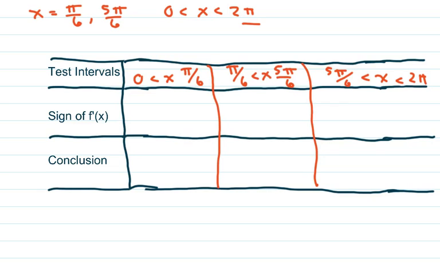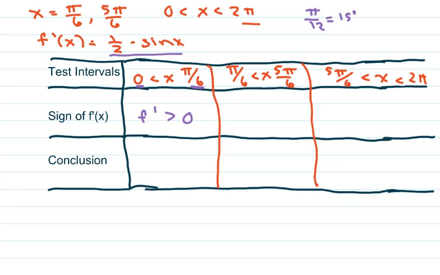And basically, our derivative was 1/2 minus sine of x. So I'm plugging in a number between 0 and pi over 6. If I take the midpoint of those two, I get pi over 12. We know pi over 12 equals 15 degrees. So I'm plugging that into my equation, and I'm getting a positive number. That means the sign of my derivative is positive.